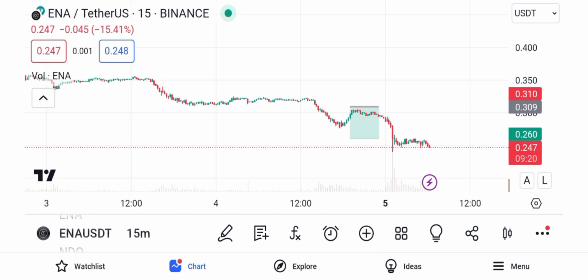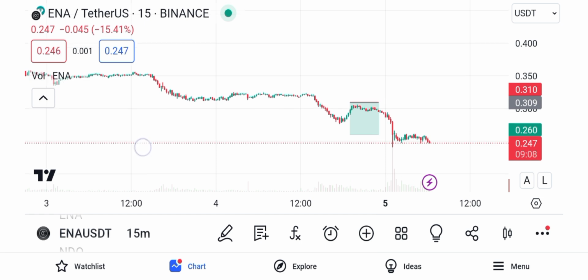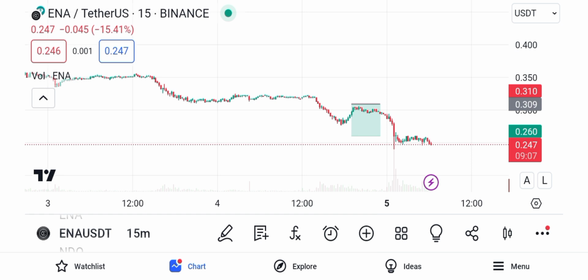So let me take you to another trade that I did, and we are going to calculate how much I've made since 12 o'clock midnight when I set this trade till now. So let me go and show you another one.